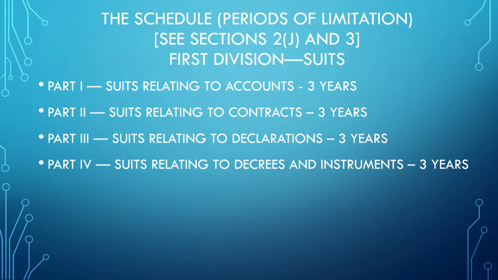Part 1, Part 2, Part 3 and Part 4 all are suits relating to accounts, contracts, declarations, decrees and instruments. And in all these 4 parts, the limitation period is 3 years. And in all these 4 cases, the cause of action is very crucial. You need to count these 3 years from the cause of action.